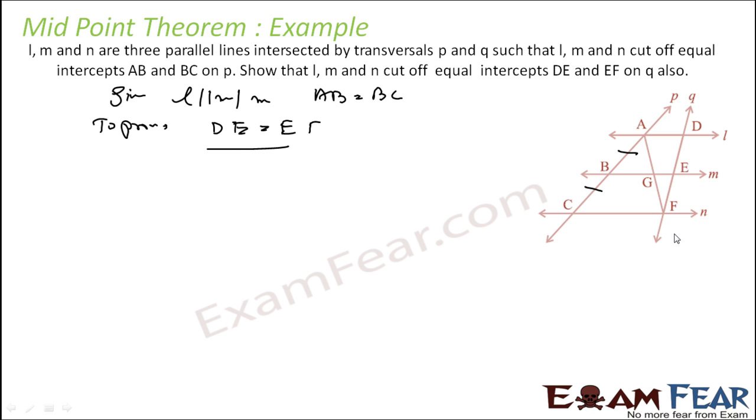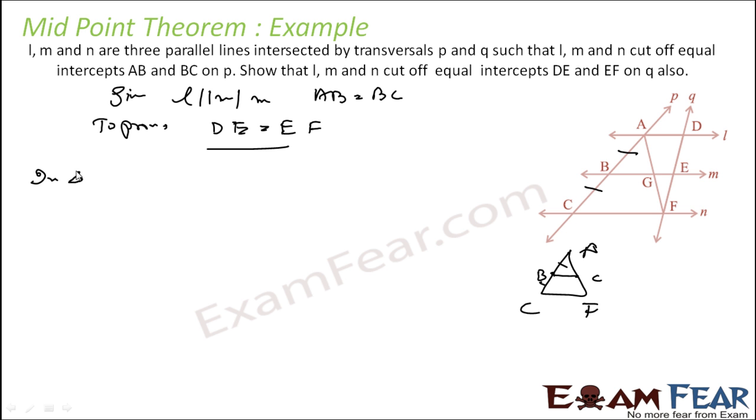So for this, typically you have to join this, and it is already joined for us. If it's not joined, you have to join this. Now if you see in triangle ACF, right? B is the midpoint and BG is parallel to CF. What does it mean? That means G is the midpoint of AF. Converse of the midpoint theorem.